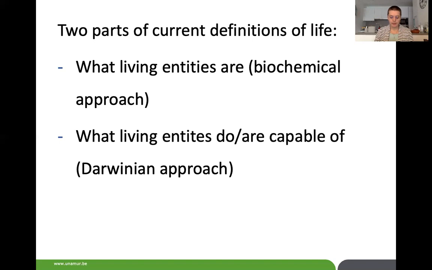The first one might be called the reductionist approach and is based on the physical-chemical composition of living systems. For example, living entities are systems made out of CHNOPS: carbon, hydrogen, nitrogen, oxygen, phosphorus, and sulfur. The second one might be called a Darwinian approach and is based on the ability of living systems to show signs of Darwinian evolution or adaptation.